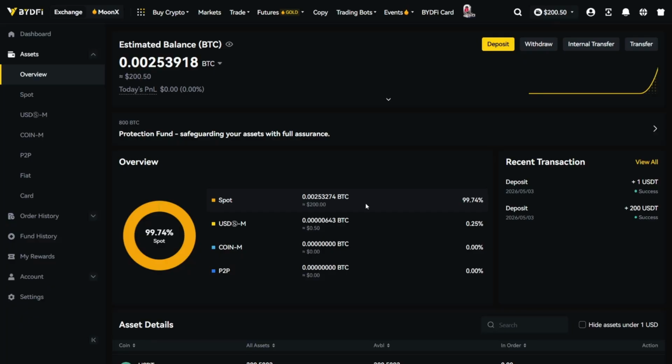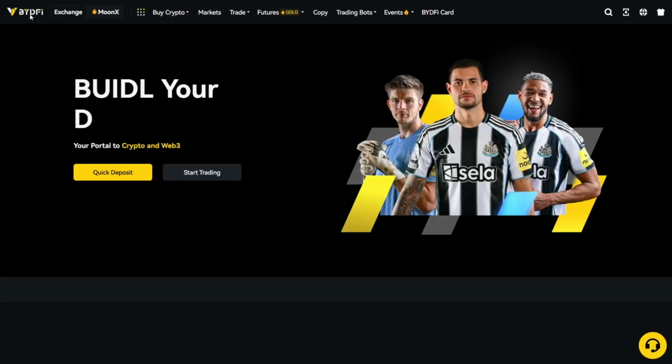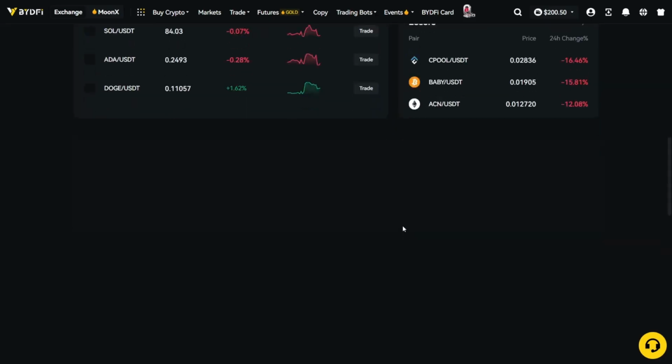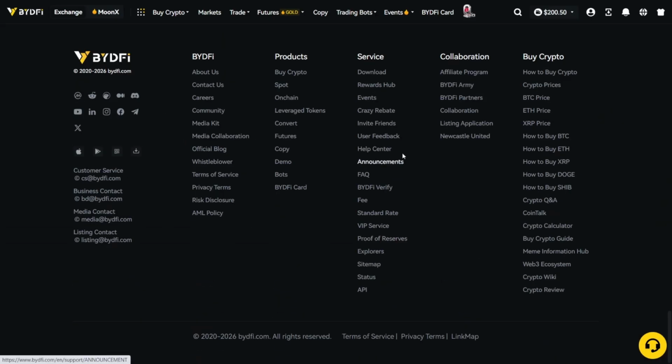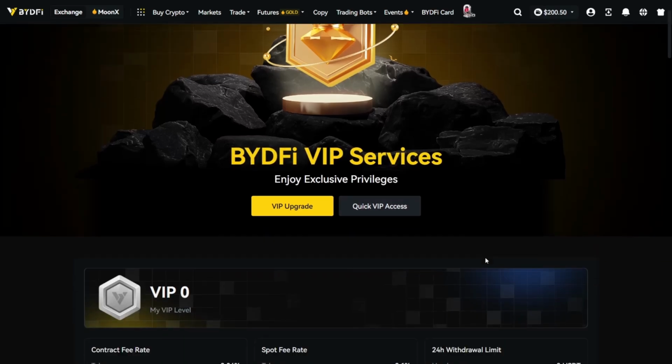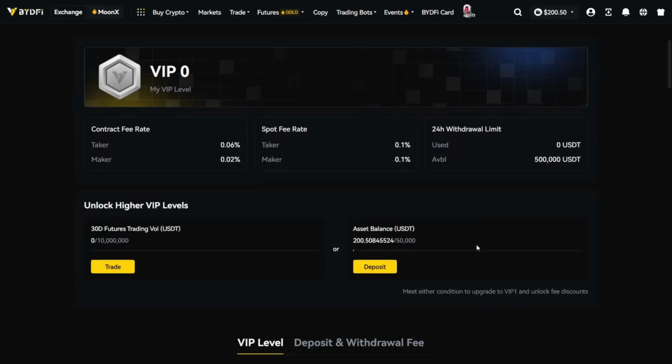The next thing we want to do is look at the trading fees on BYDFi. So we're going to head back to the main page by clicking on the top left icon. Scroll all the way down to the bottom. And under service, we're going to click on VIP service. And scrolling down a bit, we can see the spot fee rate.